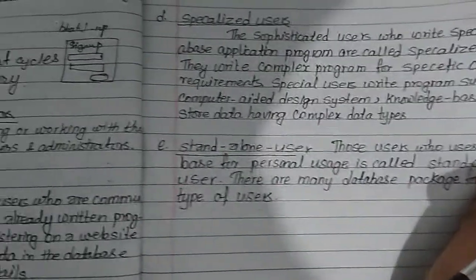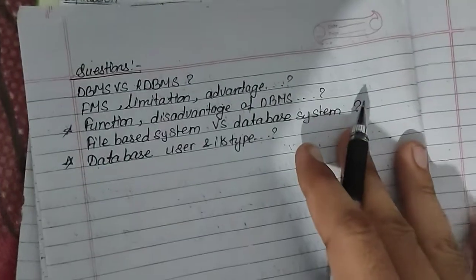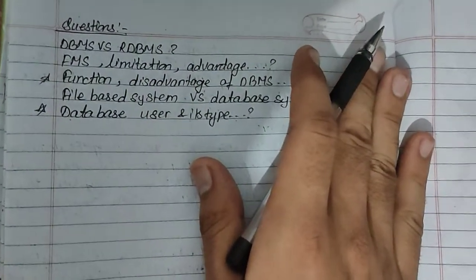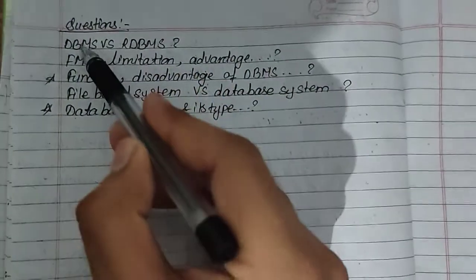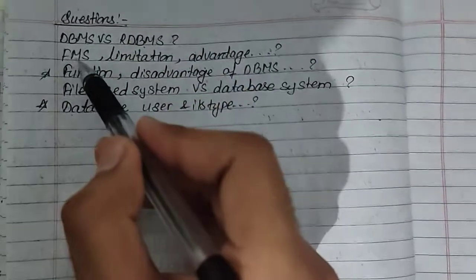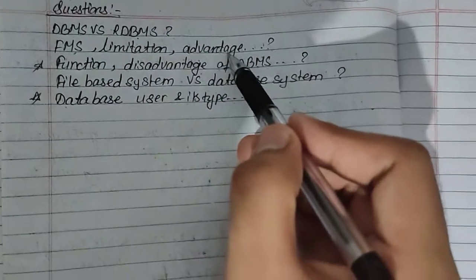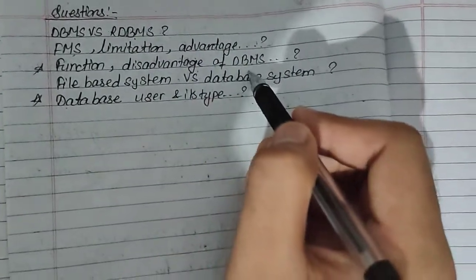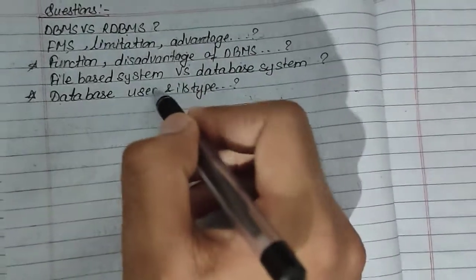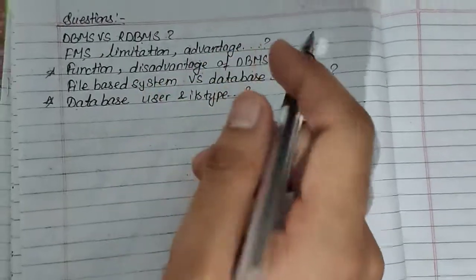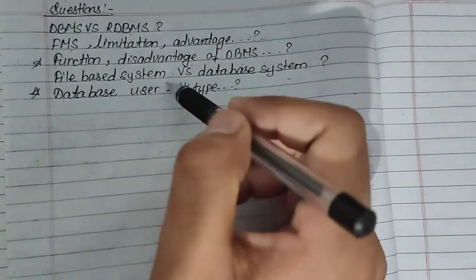So guys, this much is for today. Before ending the video, there are some questions which may be important from an exam point of view. Difference between a database management system versus a relational database management system. What is a file management system? Limitations and advantages of a file management system. Functions and disadvantages of a database management system. What is a file-based system versus a database system? Difference between the file-based system and the database system, and database users and their types.